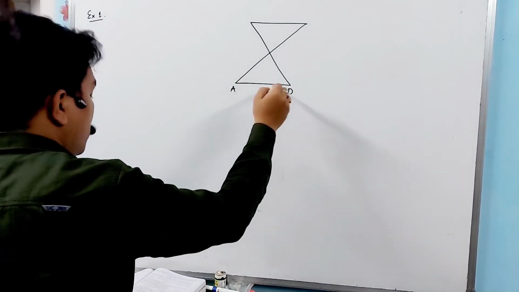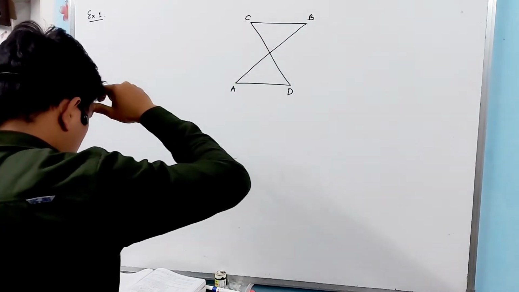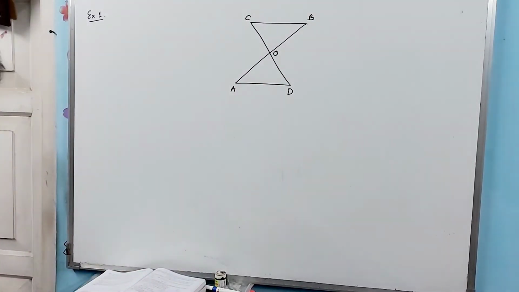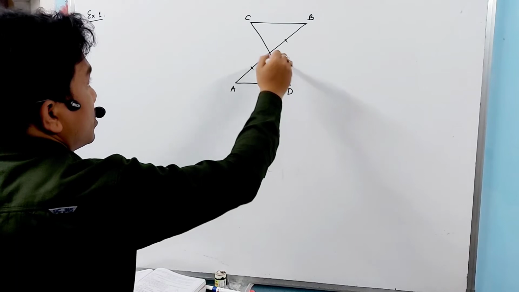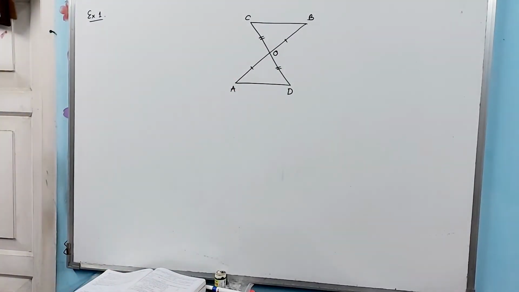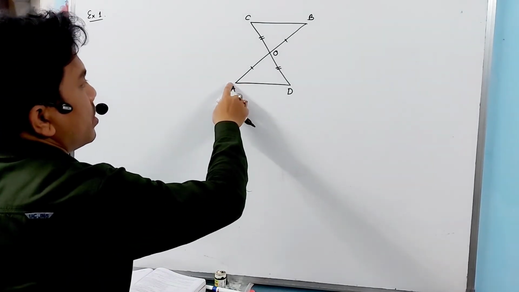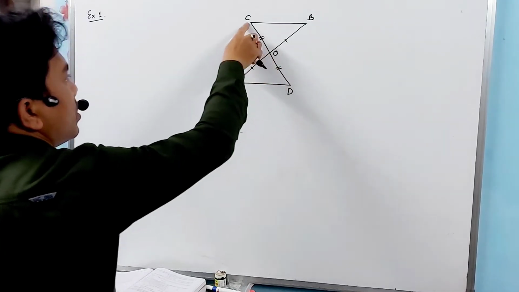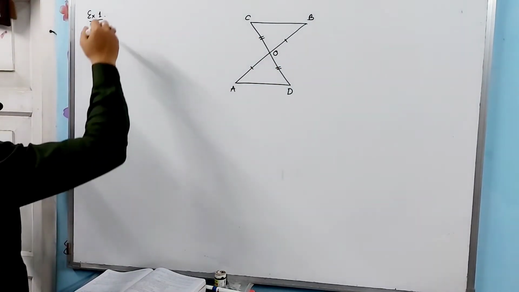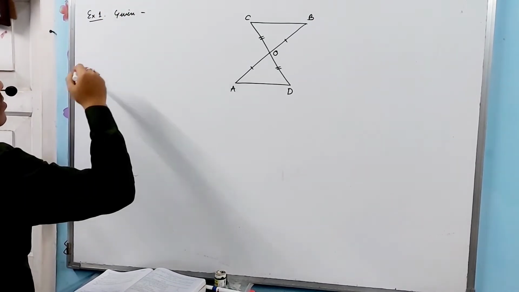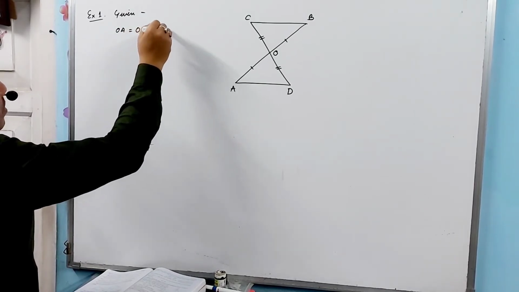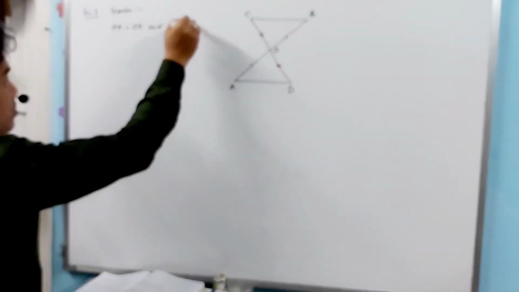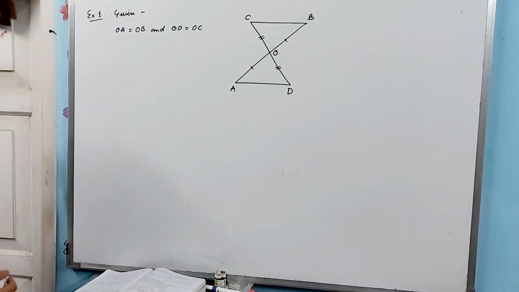AD, BC, this is O, okay. So now here, in this figure we are given that OA is equal to OB of this triangle. Again, OD is equal to OC of this triangle. Now we have to prove that triangle AOD is congruent to triangle BOC. Okay, so what are we given? We are given that OA is equal to OB and OD is equal to OC.